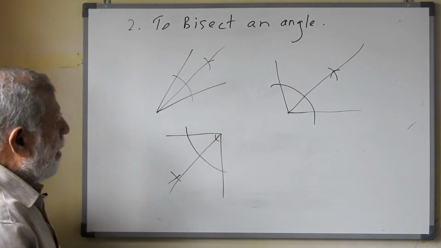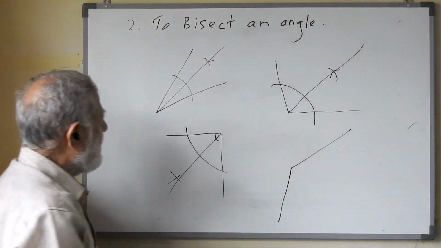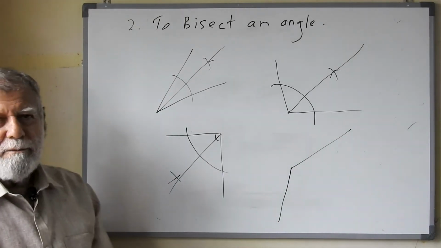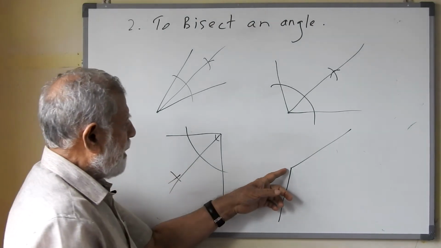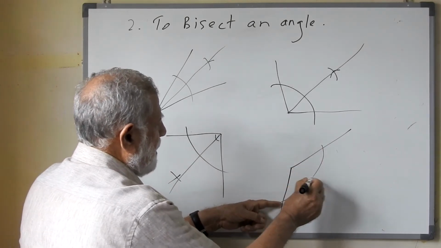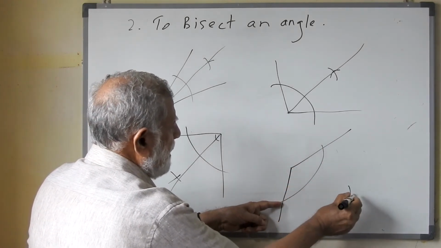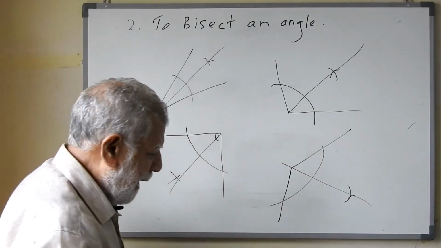So draw in all different methods where you try to, because it won't come exactly like this. It will be coming in different ways. But the method is the same. From this vertex point, you draw an arc, and then from where those two arcs cut the lines, you have to draw two arcs like this, of equal length, and then join that. So this is the method to bisect an angle.